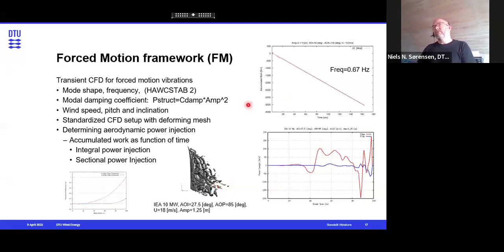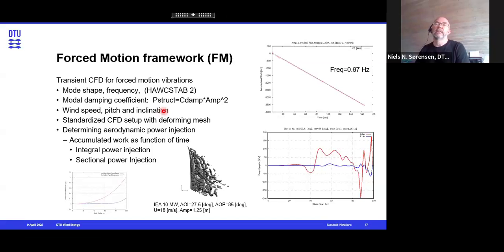The forced motion framework, and I can see I might need to speed up a bit, is based on deriving the mode shape and the frequency from a turbine model. For example, we use our in-house HAWCStab2 code to do this. We also extract a structural damping that can be expressed as a coefficient times an amplitude squared. So for a given amplitude, we can compute the structural damping. And then we choose a wind speed, a pitch, and an inclination.